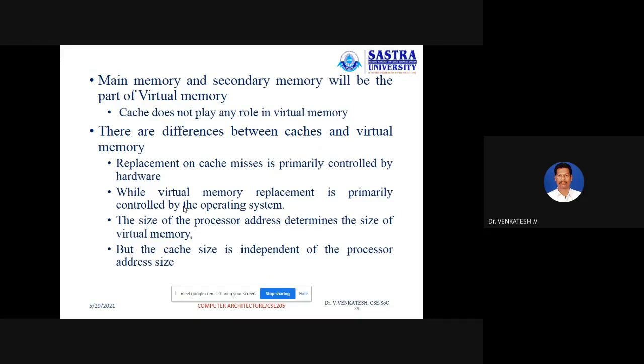So already we have discussed that we have registers, we have local memory, which is called cache, and then we have main memory. Here you should not confuse cache with secondary storage. Cache is entirely different. There are differences between cache and virtual memory. For example, replacement in cache is primarily controlled by hardware.